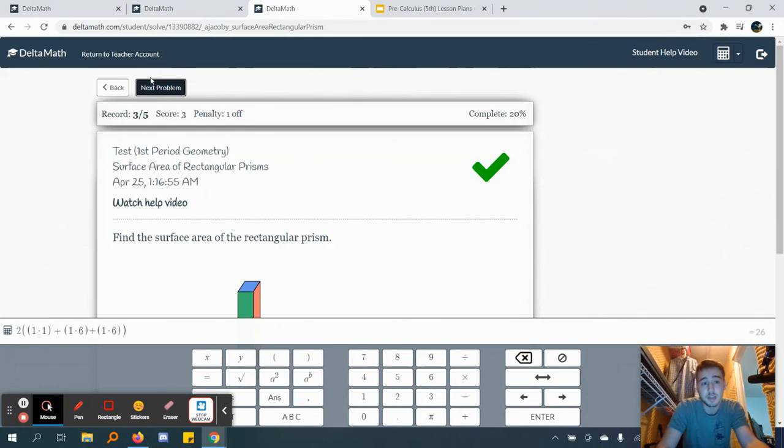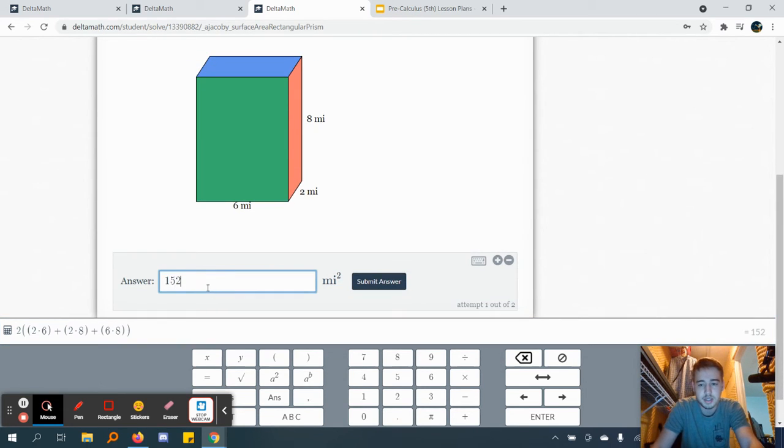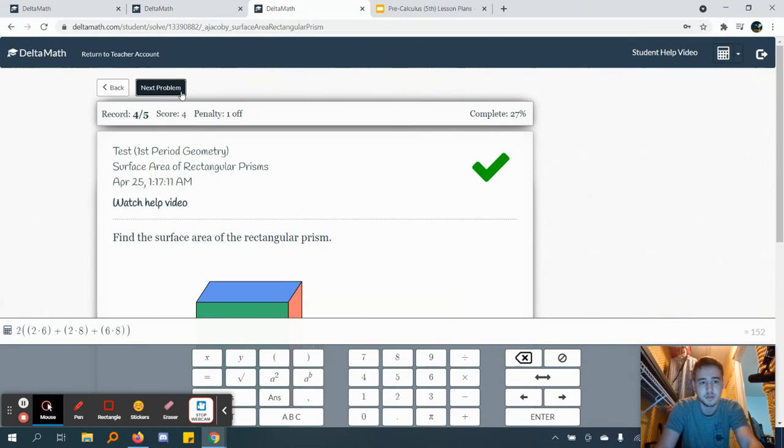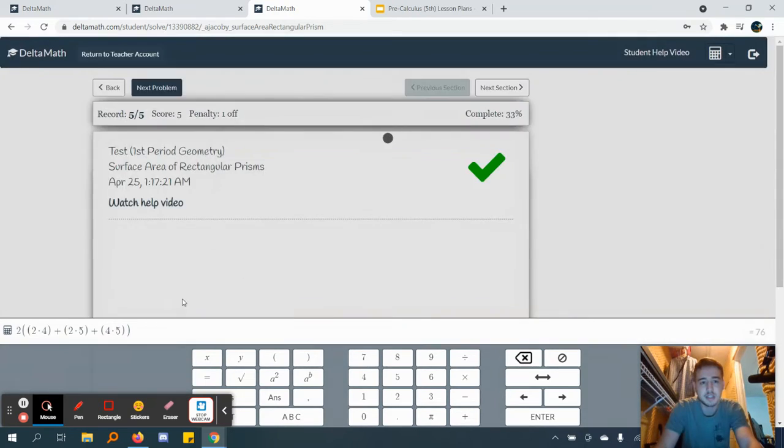We're satisfied with that. Next is 2, 8, and 6. So we're going to make it 2 and 6, 2 and 8, and a 6 and 8. That gives us 152, and we're just going to trust that because that's the formula that we're getting used to. Okay, well, this is one we've seen before. So we've got a 2 and 4, 2 and 5, 4 and 5. That gives us 76, and we've already done the first part.